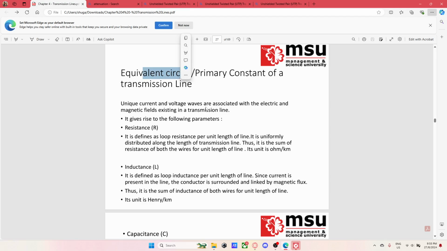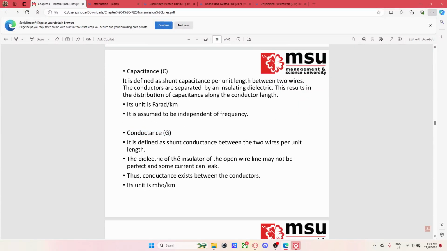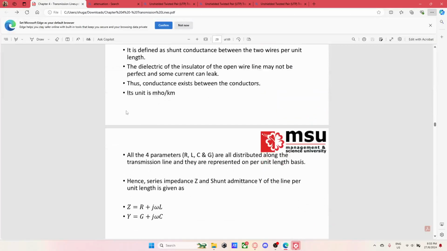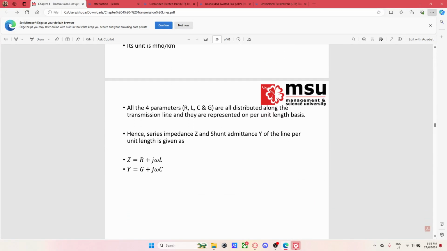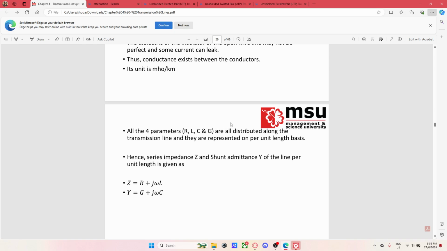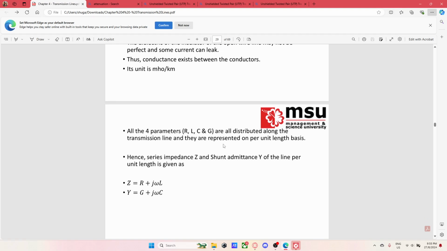So, the equivalent circuit primary constants of a transmission line. Unique current and voltage waves are associated with the electrical and magnetic fields existing in a transmission line. It gives rise to the following parameters: the resistance, the inductance, the capacitance, and the conductance. Okay, you can read this definition yourself. And all four of the parameters, the resistance, inductance, capacitance, and conductance, are distributed along the transmission line, and they are represented on a per unit length basis.